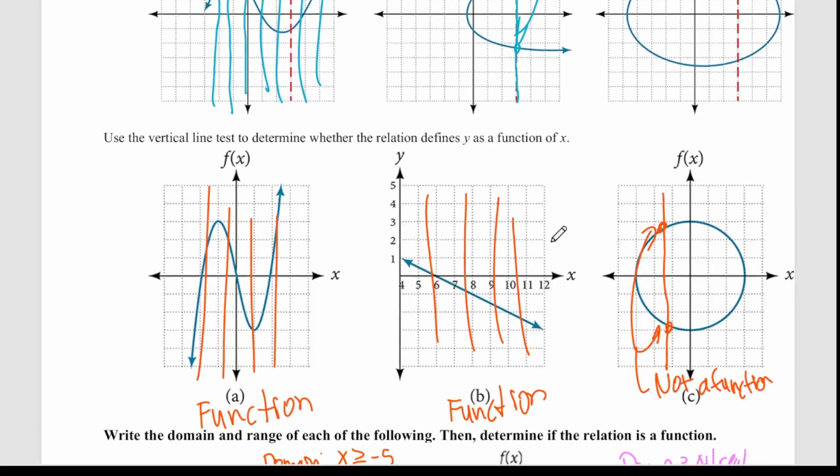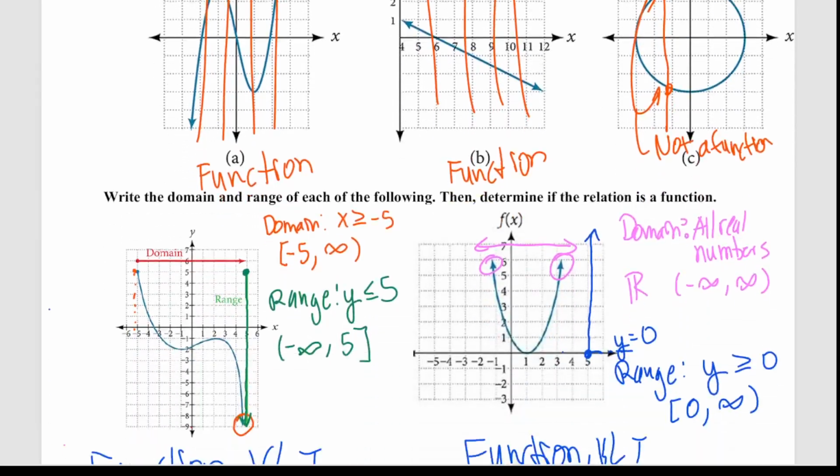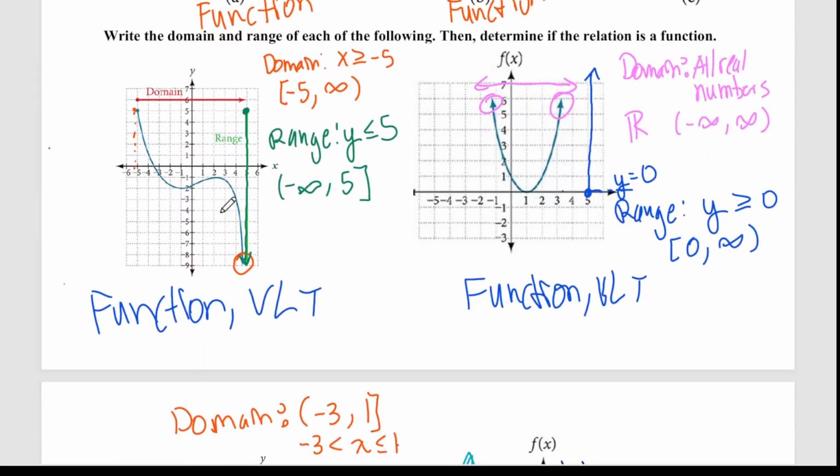It's not a function. And whenever it comes to writing domain and range, domain is your full set of x values. So if you have a nice, beautiful continuous function, you want to have tunnel vision looking at what's going on left and right. Range is your full set of y values. So if you're looking at a nice, beautiful continuous function, you want to have tunnel vision looking at what's going on up and down.